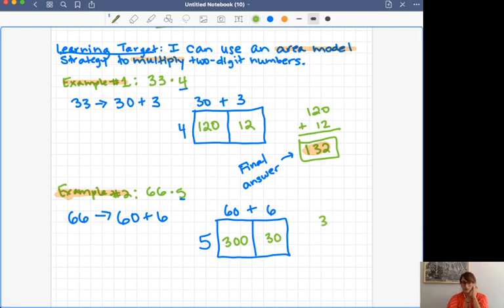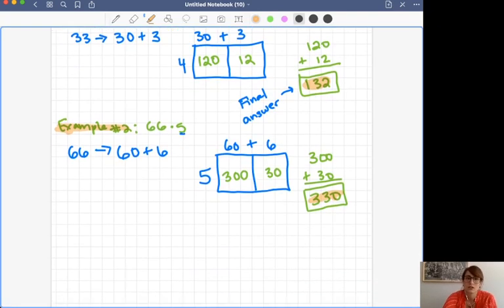And now I'm going to add those 2 numbers together. Oops, I already wrote the answer. So I'm going to add 300 plus 30, and you might do 300 plus 30 in your head. Gives me a final answer of 330. And again, I'm going to highlight my final answer, and I'm going to just label it here.